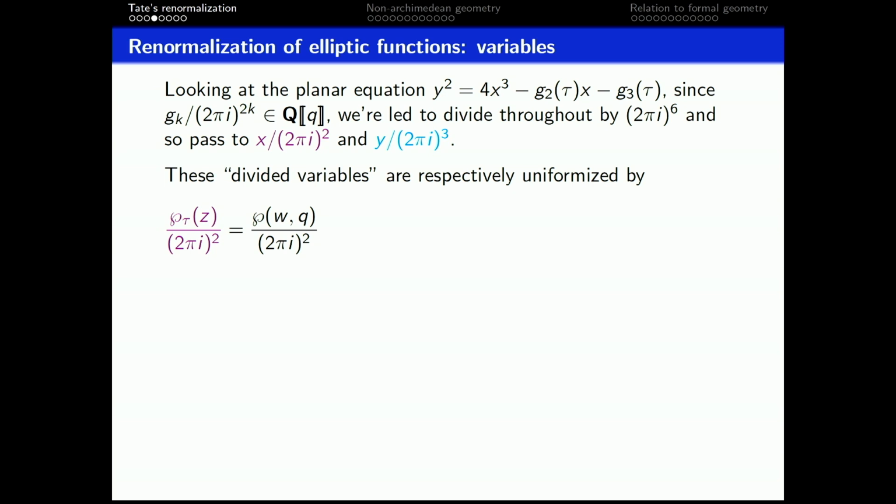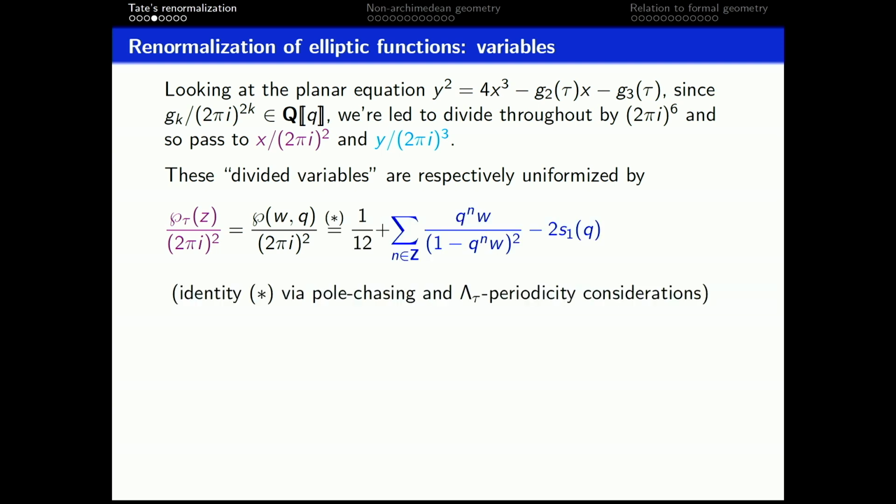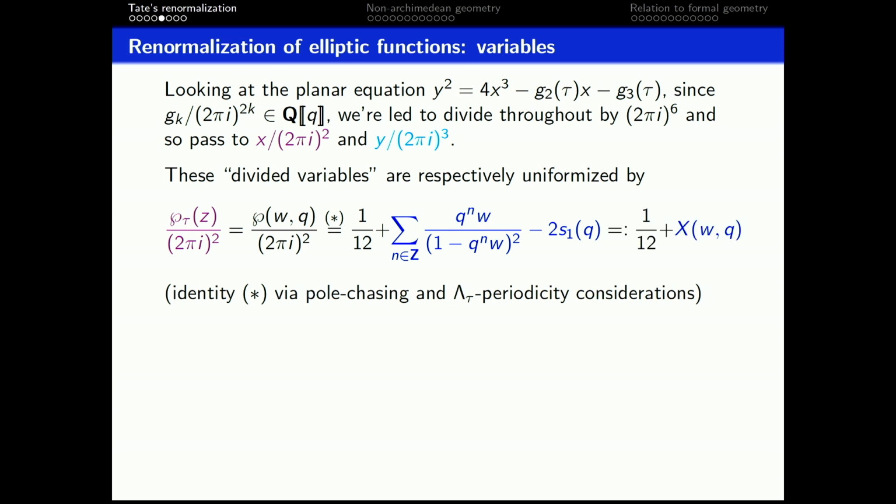And so let's look at what happens, or as Tate did it. If we take the x part divided by this 2 pi i, then there are some classical identities which wind up spitting out this. And this is the part that we're going to focus on, and we're going to call this capital X. So this is going to be Tate's renormalized Weierstrass P function.